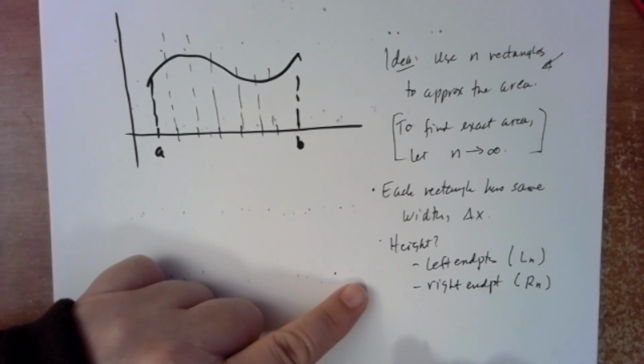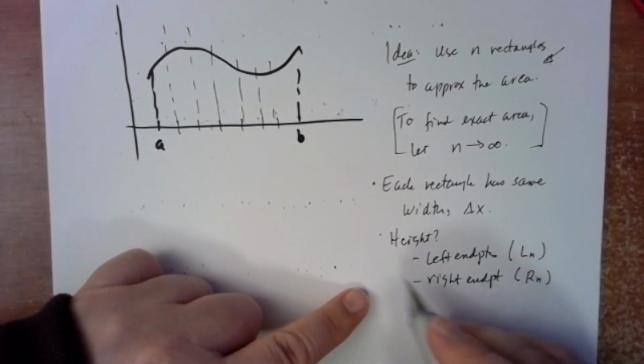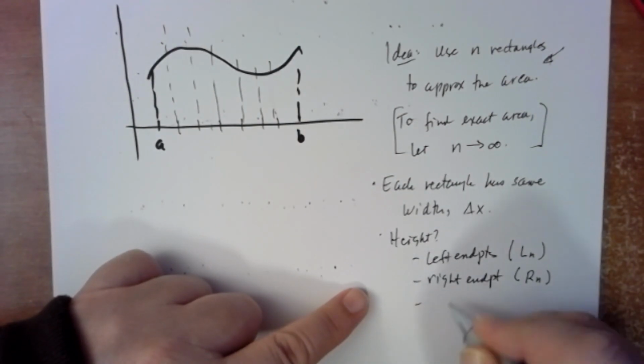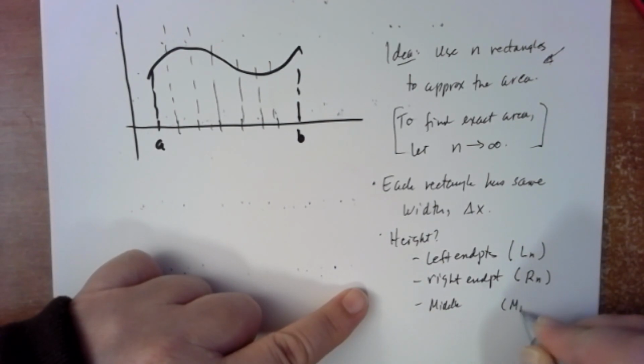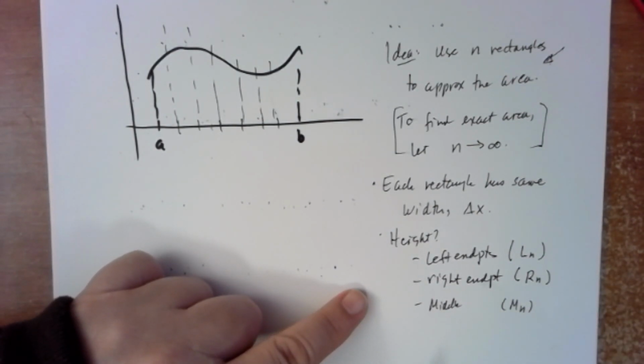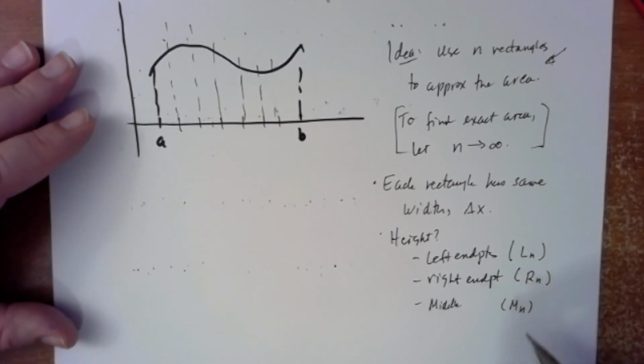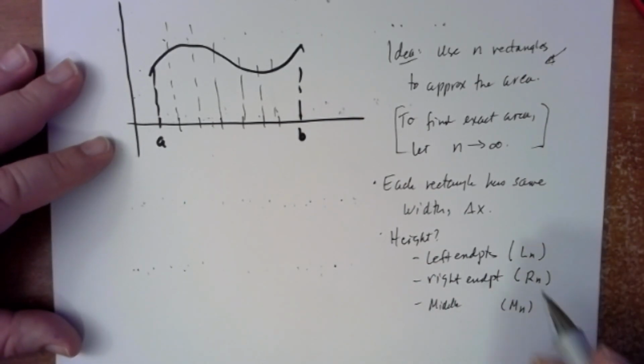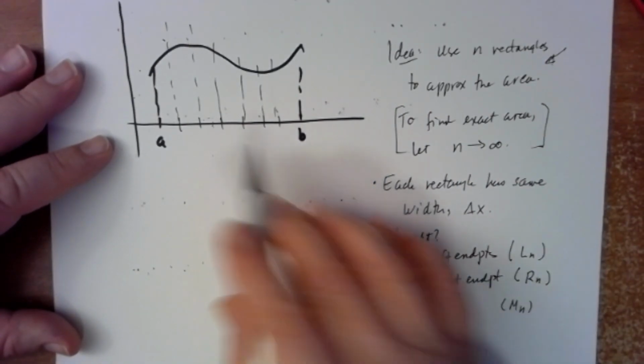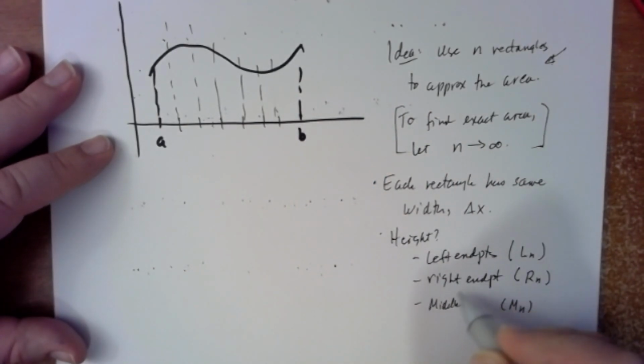Or you could get trickier. You could take the midpoint of each interval and use that for the height. So middle point would be, and so we're going to take that as m sub n. Okay, we'll have examples of each of those, but for the purposes of this example, let's start with right endpoints.